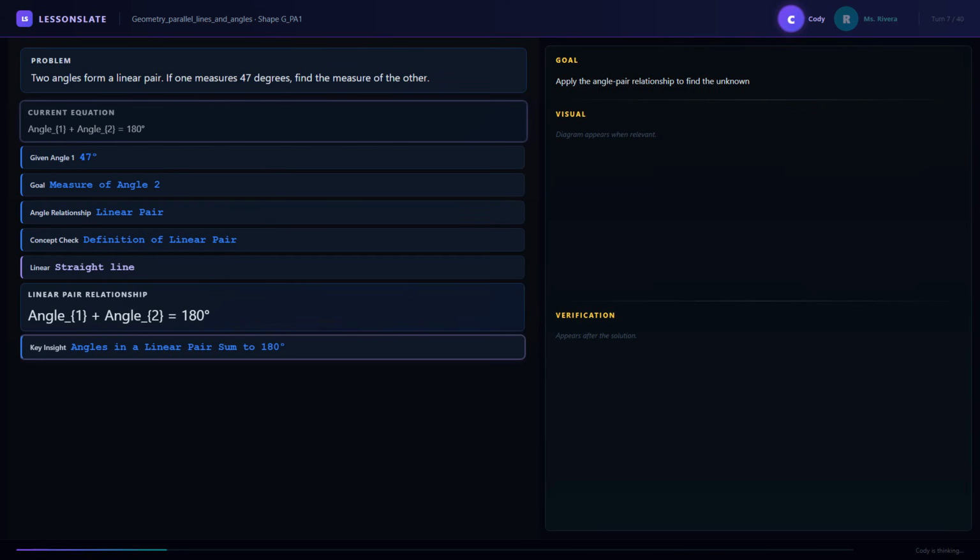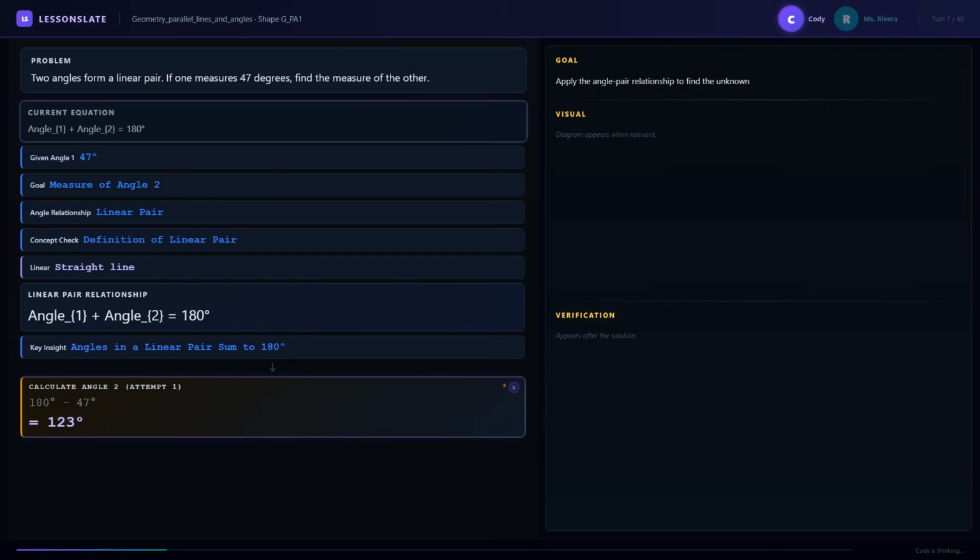Okay, that makes sense. So if they add up to 180 degrees and one angle is 47 degrees, then I just subtract that from 180. Let me try that quickly. I think the other angle would be 123 degrees. Is that what I should get?